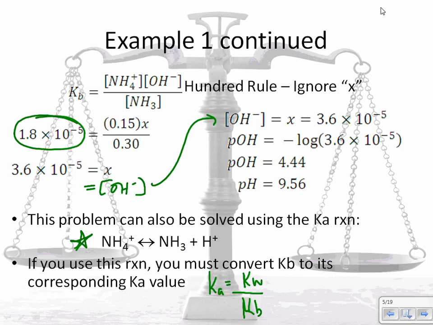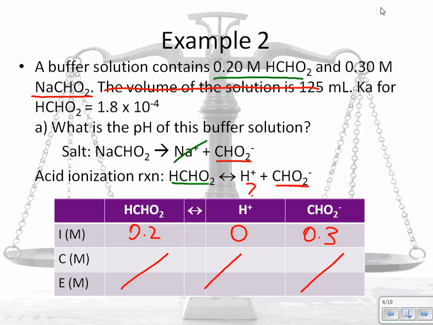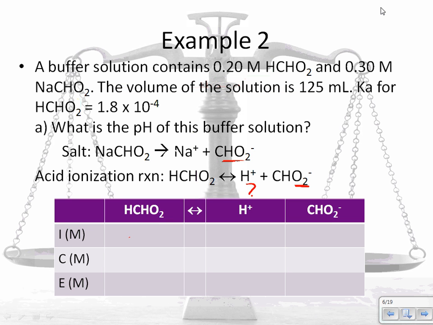All right, so now we're going to ignore all my writing here, sorry. We're going to look at another buffer solution, but this time we're going to add some acid to it later on and some base to it. So here we've got a buffer solution that contains 0.2 molar of HCHO2 and 0.3 molar of NaCHO2. The volume of the solution is 125 mL, and Ka for the acid is 1.8 times 10 to the negative 4. Part A, what is the pH of the buffer solution?